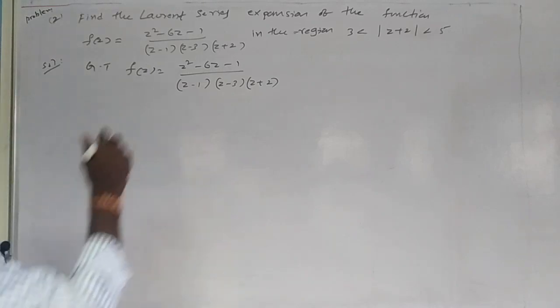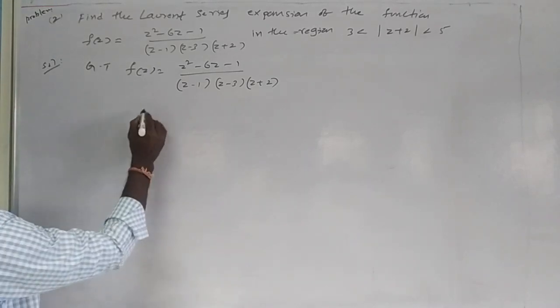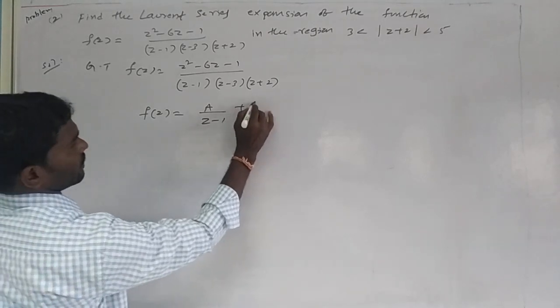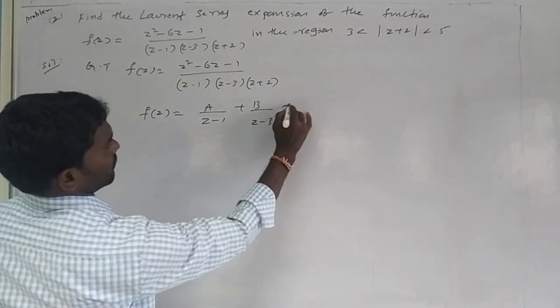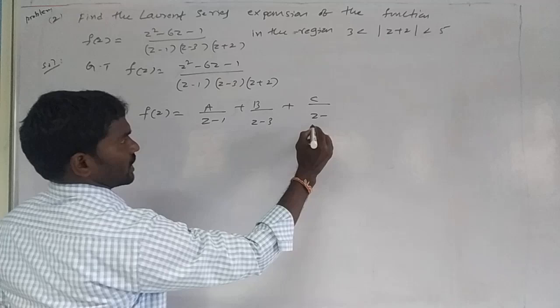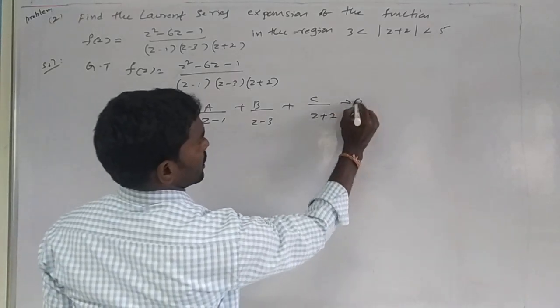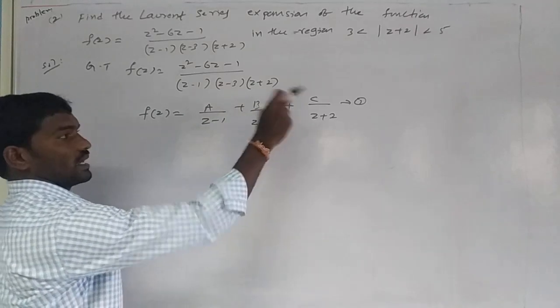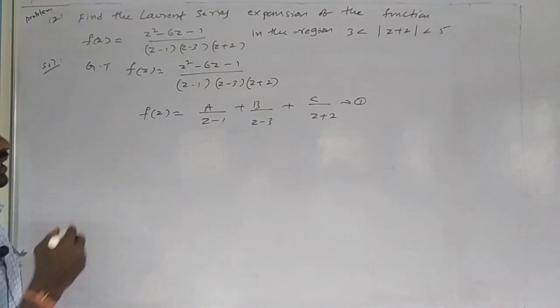Then we can find the partial fraction form. That is, the above function can be written in partial fraction form as f of z equals A divided by z minus 1 plus B divided by z minus 3 plus C divided by z plus 2, called equation 1. Now I have to find the coefficients A, B and C values by using the shortcut method.